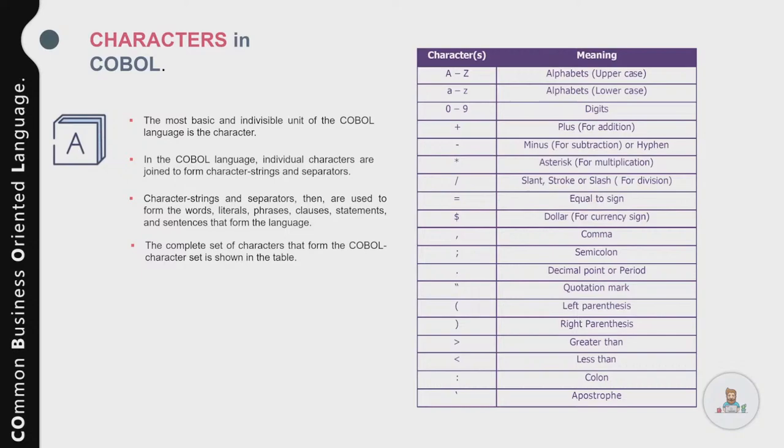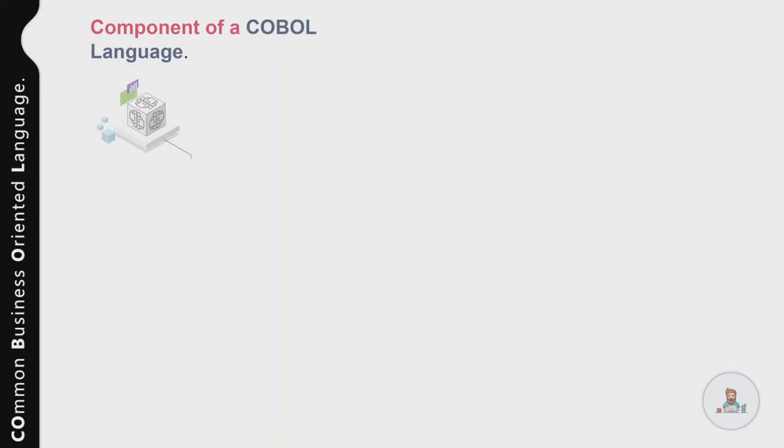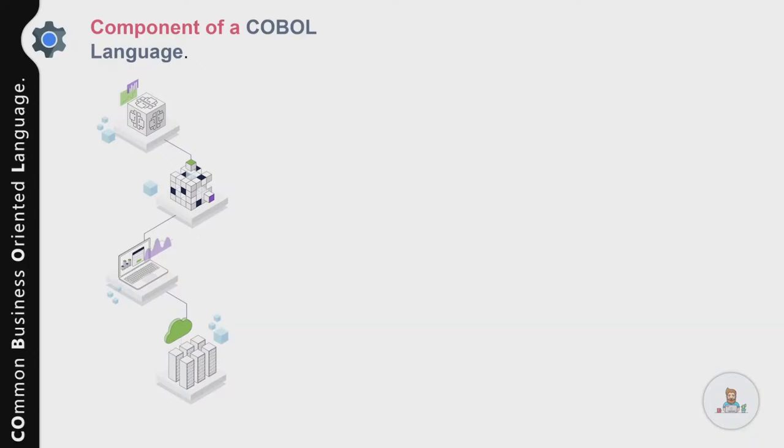Now let's talk about the various components of the COBOL programming language. COBOL is one of the oldest programming languages that is still in use. As a result, it has some unique features or requirements that might be cumbersome or hard to understand for programmers who actually work on other programming languages. One of the design goals of COBOL was to assist readability by making the language as English-like as possible.